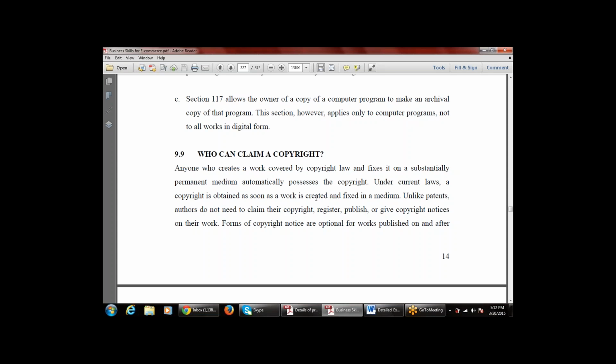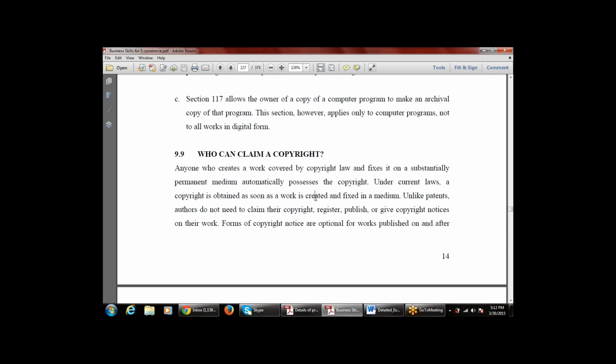So anyone who makes a work, anyone who makes a document, a work that is also covered by the copyright laws. So if I'm creating any work that is covered by the copyright laws, and if I fix it on a permanent medium that is tangible in nature, it automatically possesses the copyright. Under current laws, a copyright is obtained as soon as a work is created and fixed in a medium. So under the current acts, rules and regulations, a copyright is obtained.